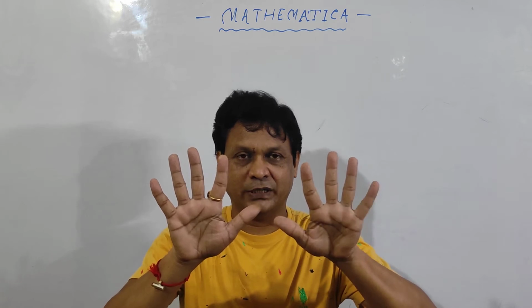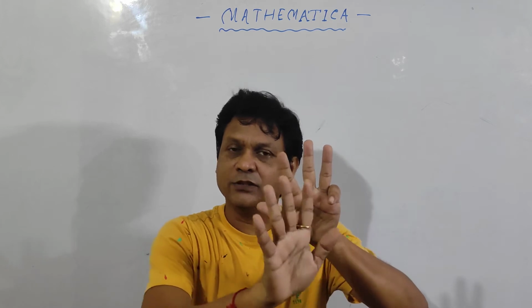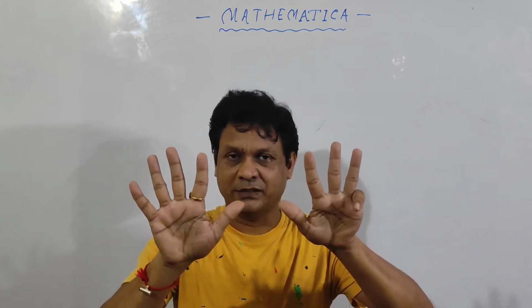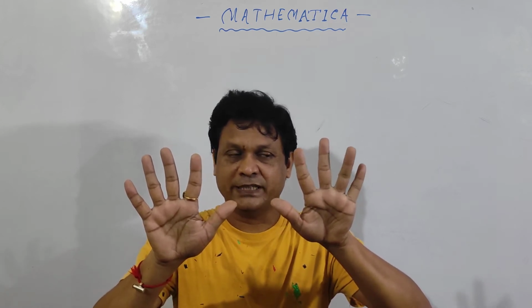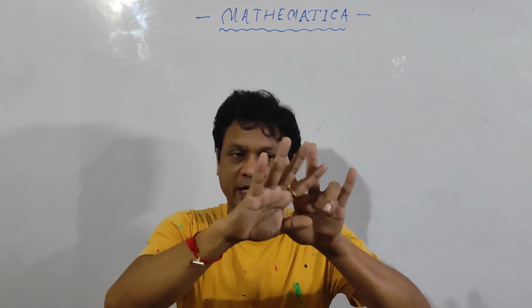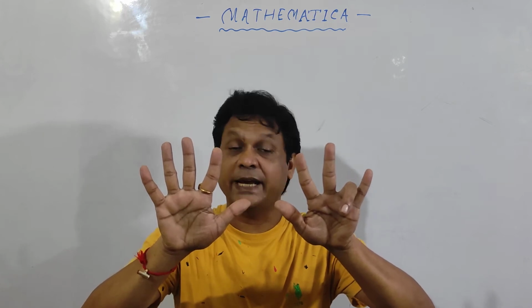So 9 times 1: before this finger there is no finger, and after it there are 9 fingers. That means 9 times 1 is 9. This is 2, so 9 times 2: before this finger it is 1, and after that it is 8. So 9 times 2 is 18.